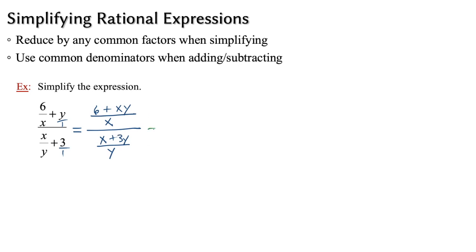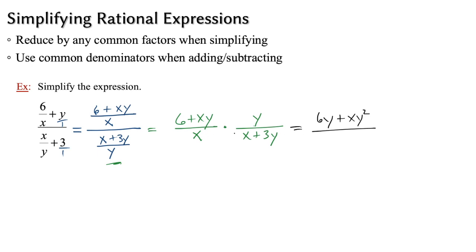Okay, so what that's going to look like is we're going to have our (6 + xy)/x, and we're going to multiply that times the reciprocal of the denominator here, which is y divided by (x + 3y). So now that I'm in multiplication, I can simply multiply across the top and across the bottom. So if I simplify that, I'm going to take the (6 + xy) times y, which gives me 6y + xy squared. And then the bottom, if I distribute the x, I'm going to get x squared + 3xy.